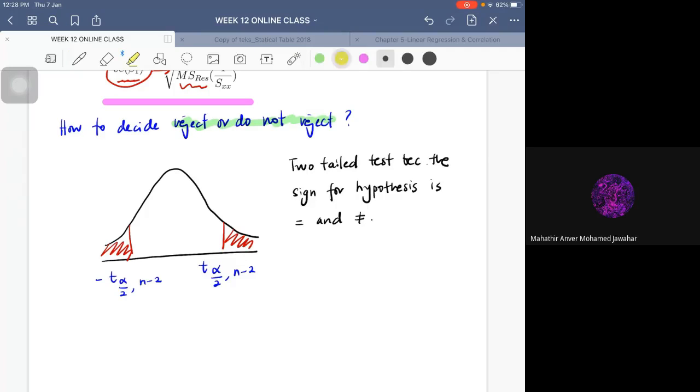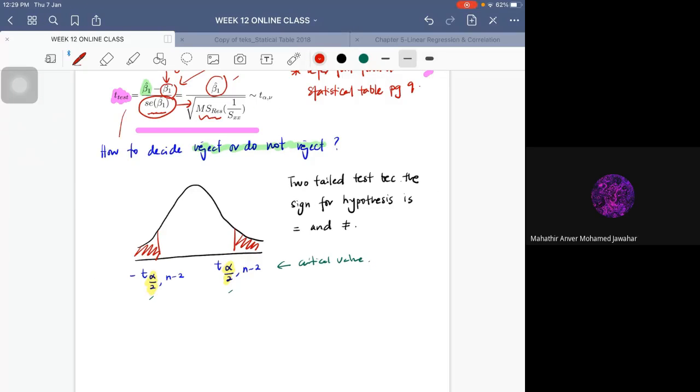When we have two-tail, automatically your alpha value is going to be divided by 2. So you're going to have two critical values, one on the left-hand side and one on the right-hand side, because we have two rejection regions. The critical value on the right-hand side is given by t alpha over 2, n minus 2. On the left-hand side it is exactly the same value, you only have to make it negative: negative t alpha over 2, n minus 2. And of course, if your t-test value falls into the rejection region, you reject. If it falls into the acceptance region, you do not reject.